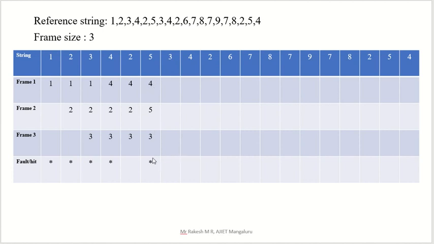The entry was not there, that's why there is also a page fault. And the 3 entry is there, so there is a page hit, no need to put a star. Then 4 is there, so that is also a page hit, no need to enter again. Keep it as it is. Then 2 is not there out of these 3 frames, so you have to ask the secondary memory.